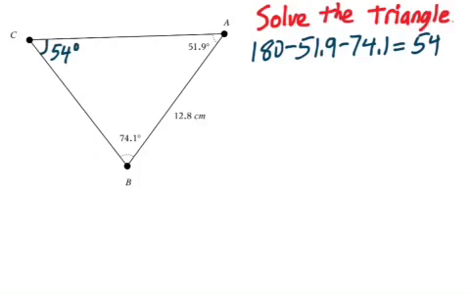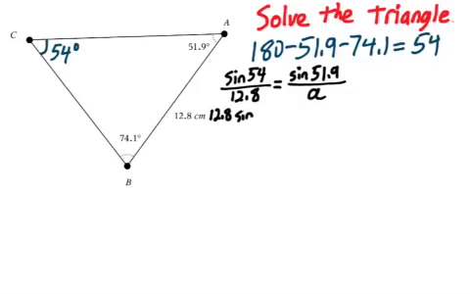Now that I know an angle and its opposite side, I can set up law of sines. So I can set up sine of 54 over the 12.8. I'm going to go ahead and solve for side A first and set it equal to sine of 51.9 over little a. Cross multiply just like we've been doing. So we have 12.8 sine of 51.9 equals a sine of 54.